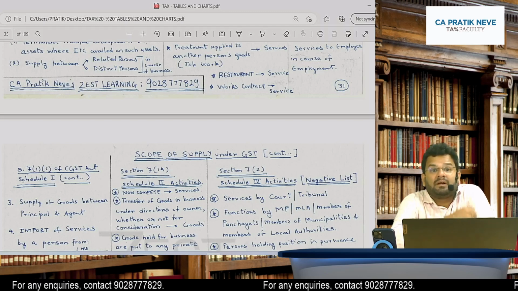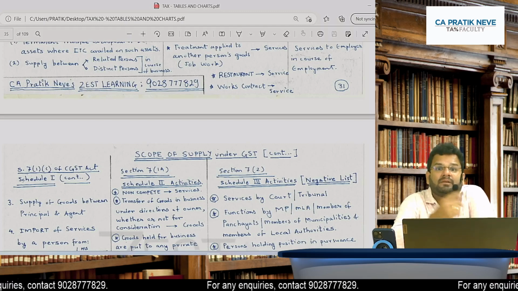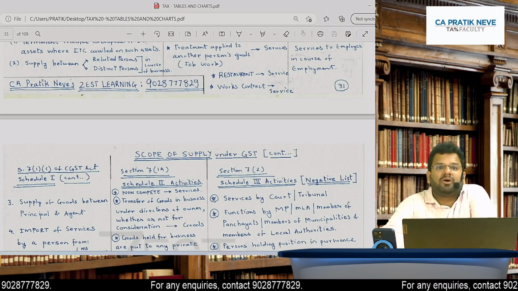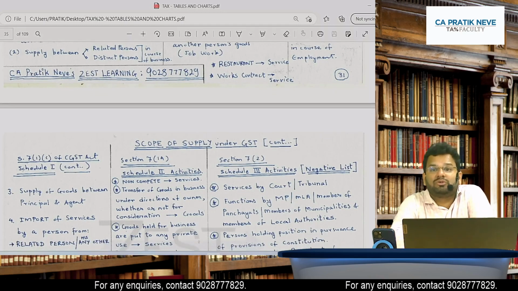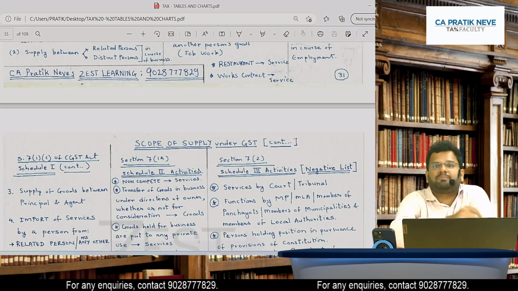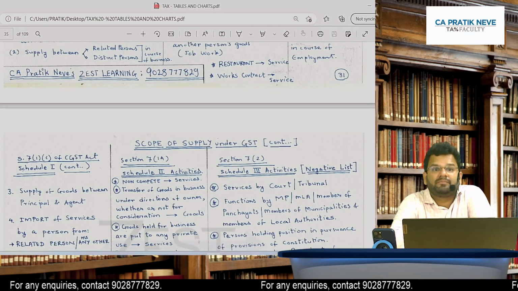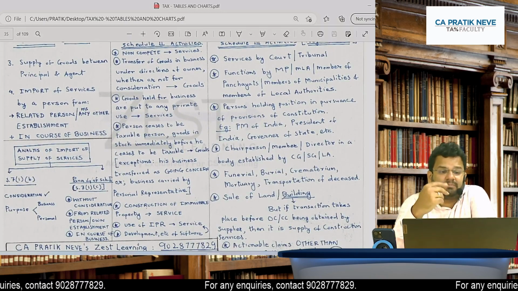Then, holding company sending goods to a subsidiary company, now because they are related, it will be called as supply, because sending of goods between related persons in course of business is also a supply. Are you getting my point? Then friends, supply of goods between principal and agent.